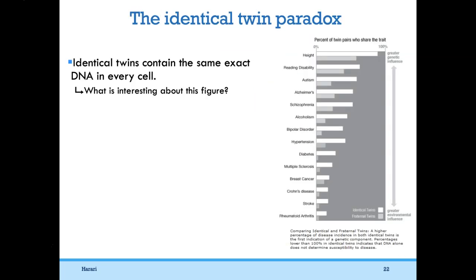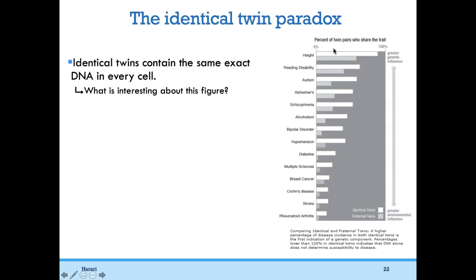So I want to introduce this interesting figure over here. And this shows a little paradox in genetic influence. So identical twins contain the exact same DNA. They're clones of each other. And what this shows is the concordance, meaning the percentage of twins that share a trait, whether they're identical, that's shown in white, or fraternal, as shown in gray. So take a second to pause here and tell me what's interesting about this figure, because there's really a lot to talk about. But to save time, I'd rather you pause here and think about it yourself.